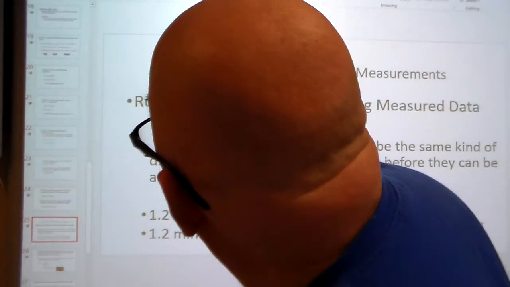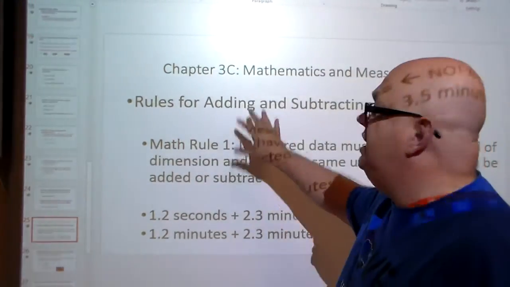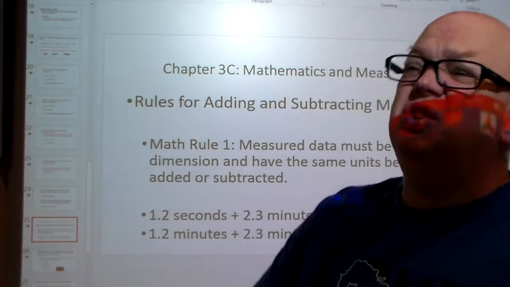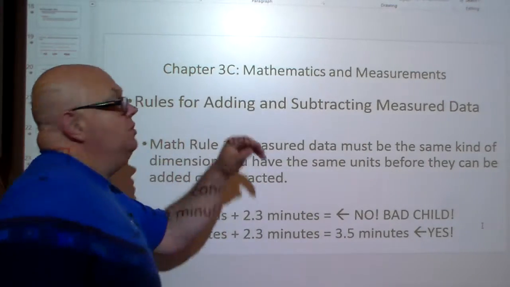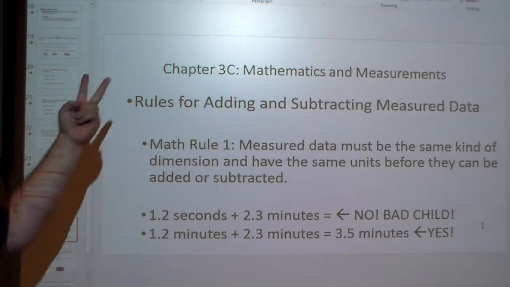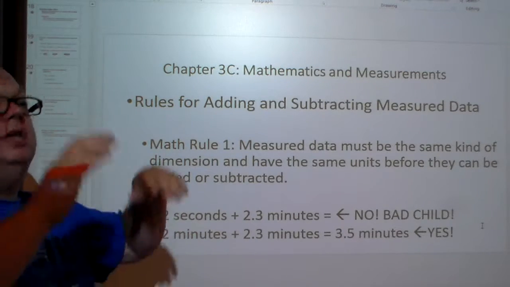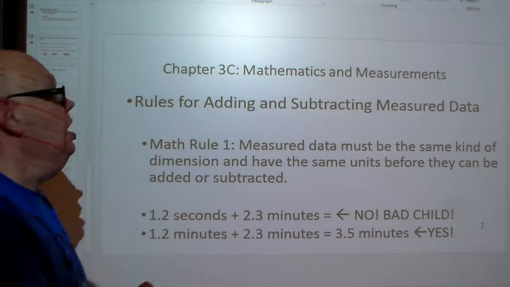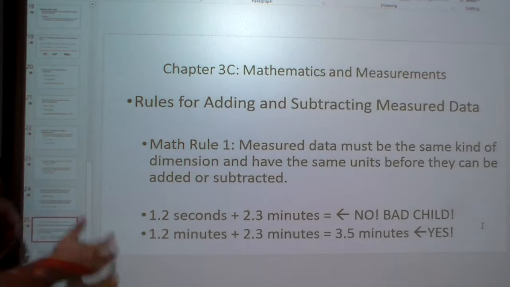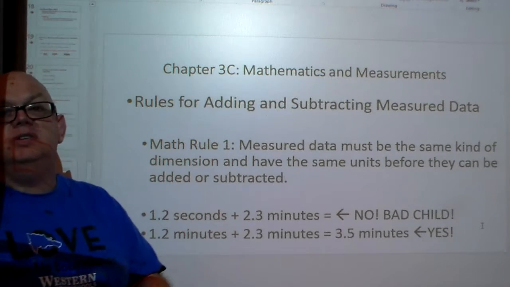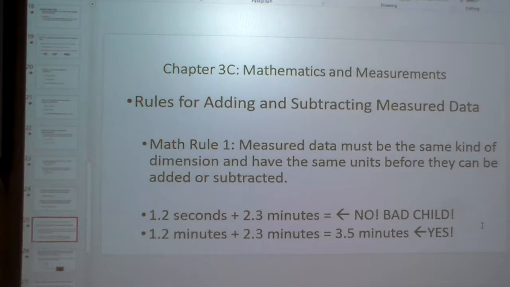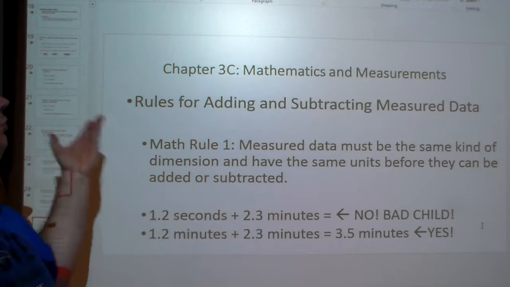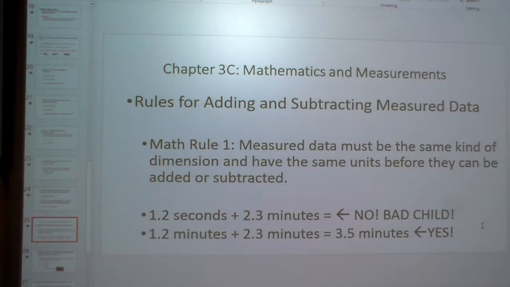Okay, so here we're looking at chapter 3. We're going to look at section C and section D, because section D is so short. In the first two parts of the chapter, we talked about measurement, accuracy, precision, units of measurement, why we have those. We talked about significant digits. And now we're looking at mathematics and measurements: rules for adding and subtracting measured data.